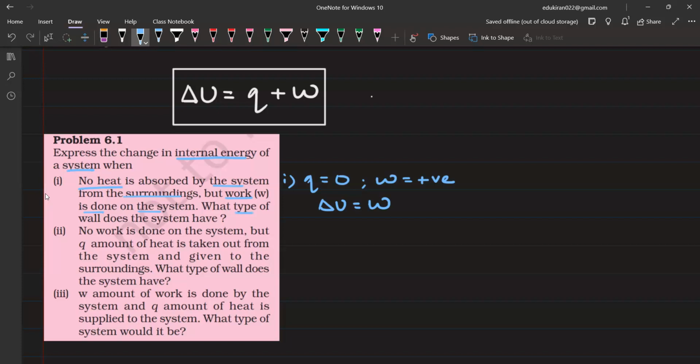And then they are saying, what type of wall does the system have? Since no heat is absorbed, when there is no transfer of heat, then the wall is going to be adiabatic.